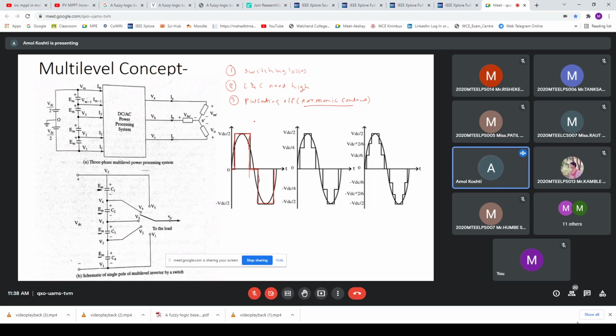Because of these three drawbacks of the two-level inverter, we need to shift from two-level to multi-level inverter. Generally, the inverters we use in residential applications are not multi-level inverters, they are two-level inverters. Why?